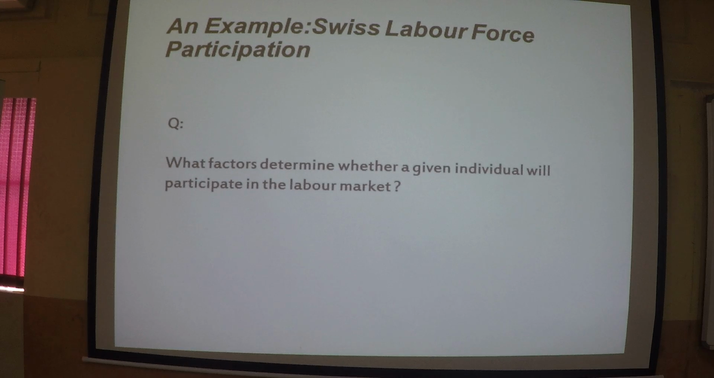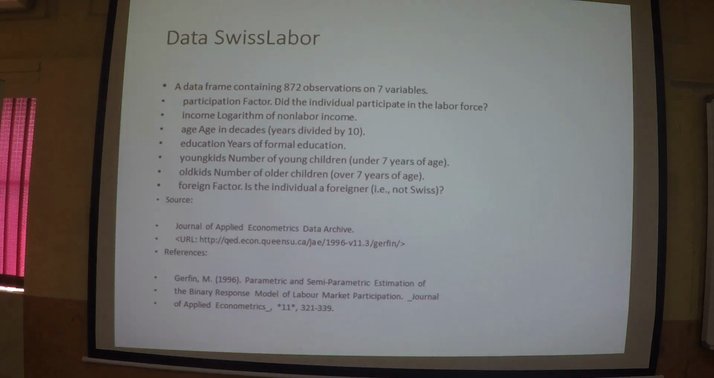Yeah. So we have, what is this data? It's a data frame containing 872 observations on 7 variables. What are these variables? Whether a person participates in the labor force or not, whether somebody is actually working in the labor market or not working in the labor market. That's coded 1, 0. Okay, that's a factor. Right? R would call this a factor because it's a qualitative variable 1, 0. Income, okay, logarithm of non-labor income.